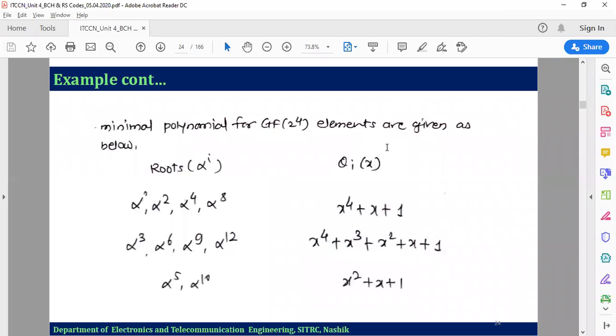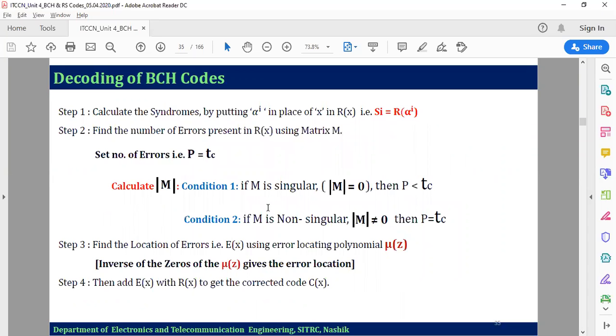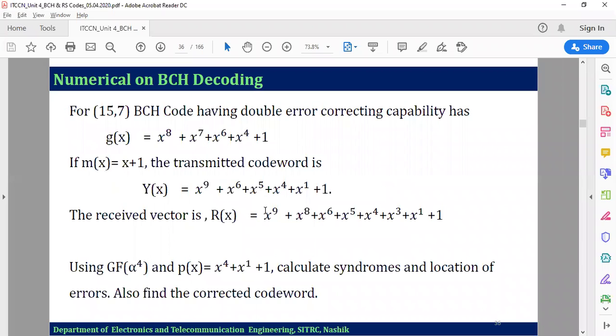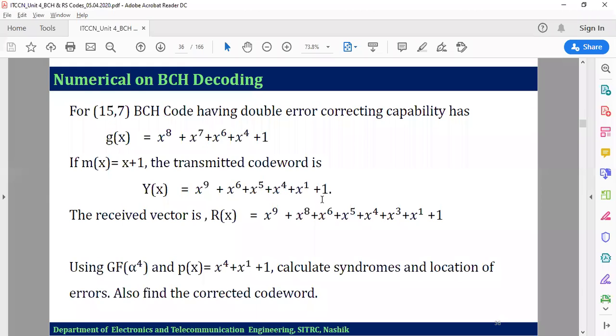So we'll start with today's session, which is decoding of BCH code. Now, I just want you to write this example first. Just leave a half page before writing this numerical, because we need to write the steps before starting with the actual numerical. So leave one page for writing the steps for decoding of BCH code, and then write this numerical on BCH decoding.